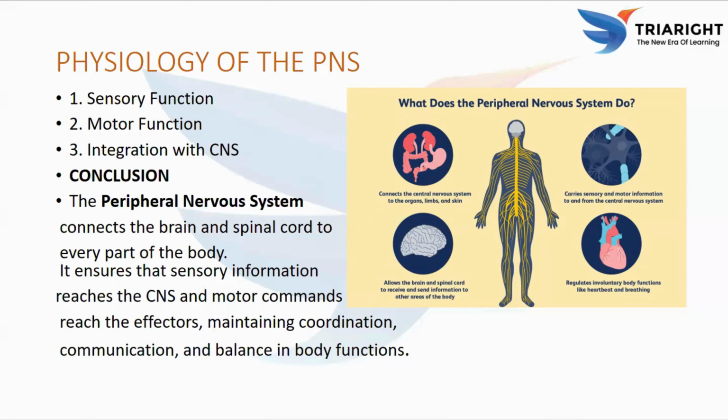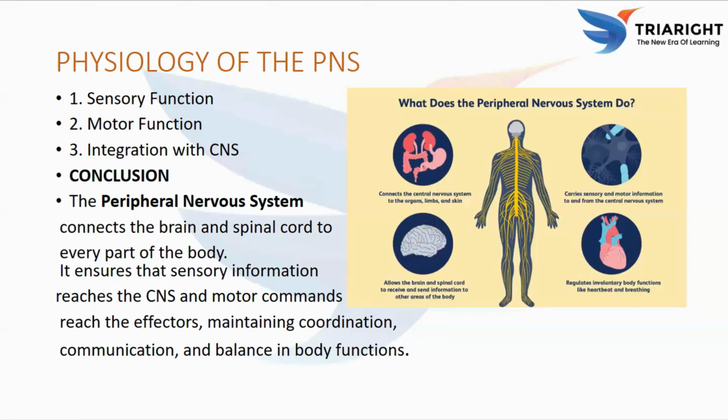In the sensory function, the sensory nerves carry information from the sense organs like skin, eyes, ears, etc. to the central nervous system. For example, when you touch a hot surface, the nerves sense signals like pain and send them to the brain. So here the sensory function activates. Coming to the next function, the motor function.